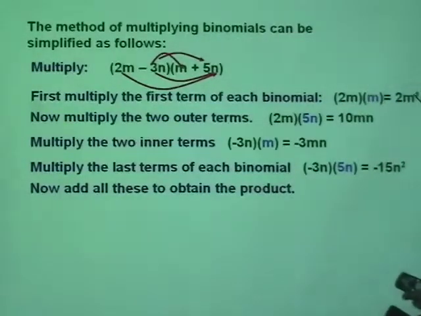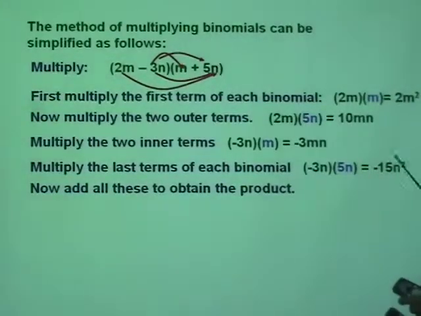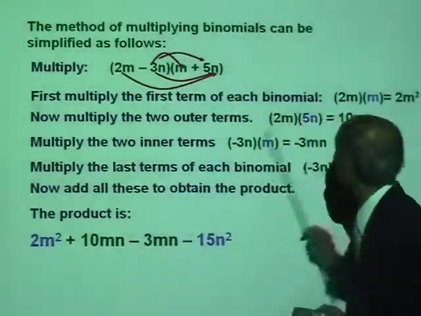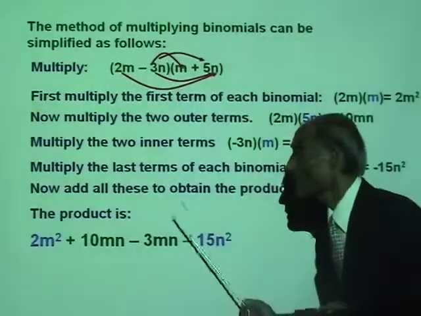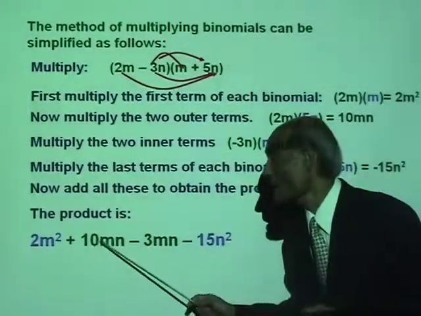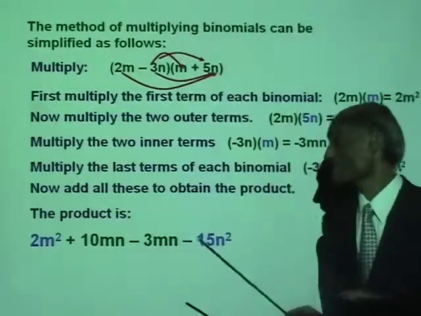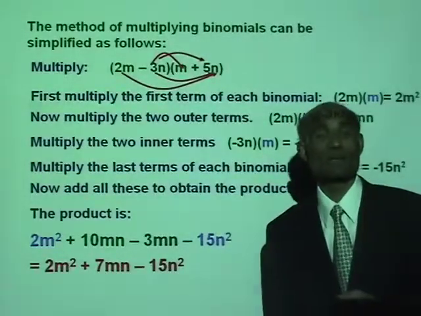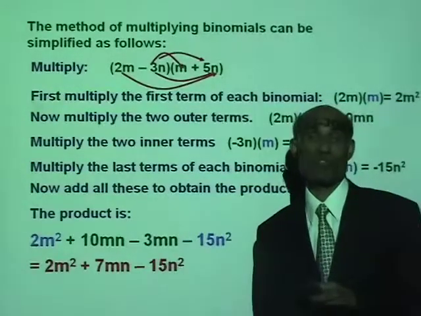Now add all these. 2m squared plus 10mn minus 3mn minus 15n squared. There you are. So put all those together and now simplify. What is 10mn minus 3mn? That is 7mn. The result is 2m squared plus 7mn minus 15n squared.